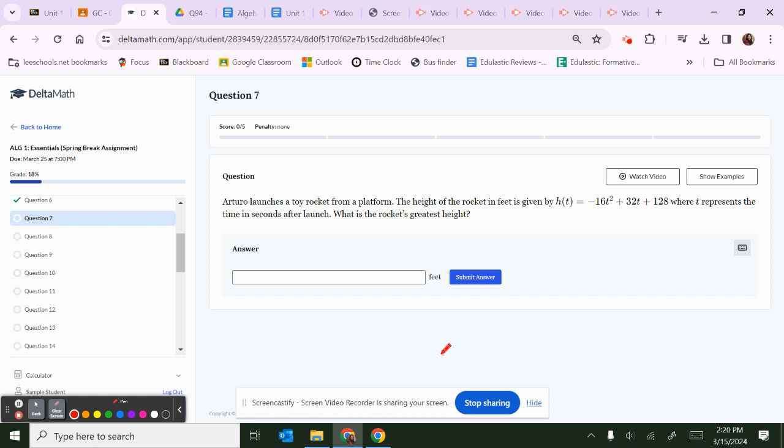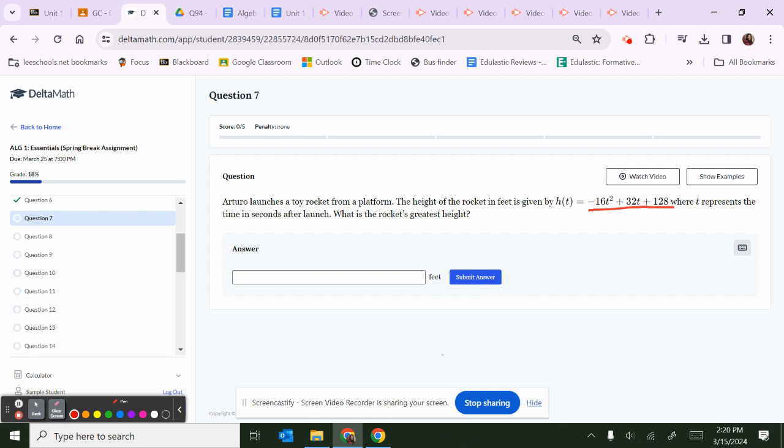All right, guys, here's some support on question number 7. So the question says Arturo launches a rocket from a platform. The height of the rocket in feet is given by this equation right here, where t represents the time in seconds after launch. What is the rocket's greatest height?